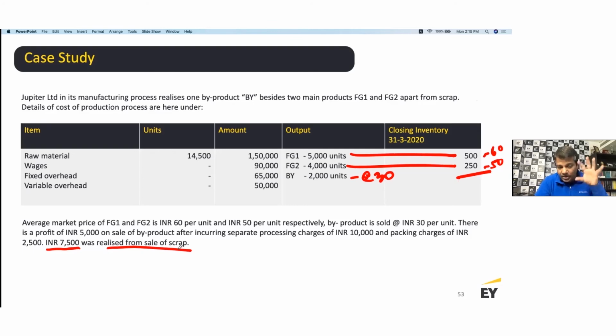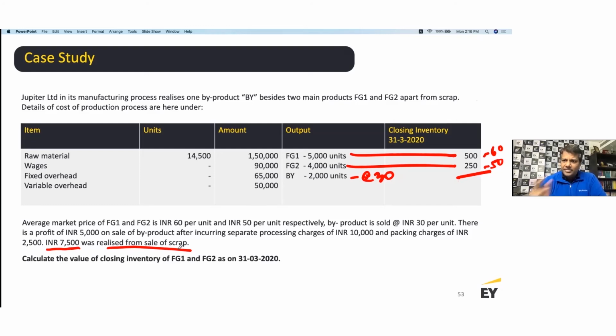Many things are happening here. Okay, you've got to focus. So one is that we're doing a manufacturing process. There's product A, product B. They are the main products, joint products. Then there's a byproduct. Then there's scrap, right? And then we have information on the total cost of production. Then we have information on the sale price of FG1, FG2. Then we also have information on how much we realized from the byproduct. We've also realized something by selling the scrap, right? Now, we need to calculate the closing value of inventory of FG1 and FG2 as on 31st of December 2020.